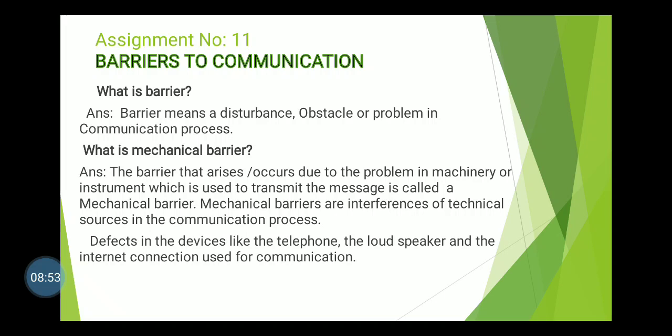Here you should write the actual content in your assignments. First, what is barrier? Barrier means a disturbance, obstacles or problem in the communication process. This is a simple definition. Second definition: an impediment that hampers the smooth flow of communication is called communication barrier. Why did the barrier take place? Because sender and receiver are responsible. On the sender's side, maybe the channels, maybe encoding, decoding of the message.